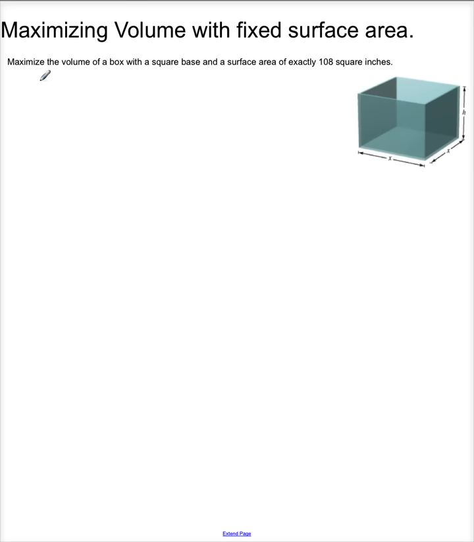The first thing I want you to do is givens. So write down everything you're given in the problem. I already have my diagram, so I'm good. Now look at this. I have a surface area of exactly 108 square inches. So I know S is 108.